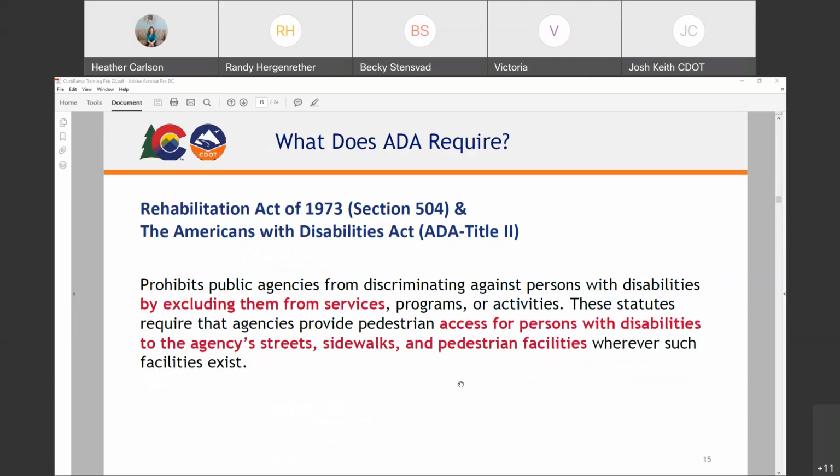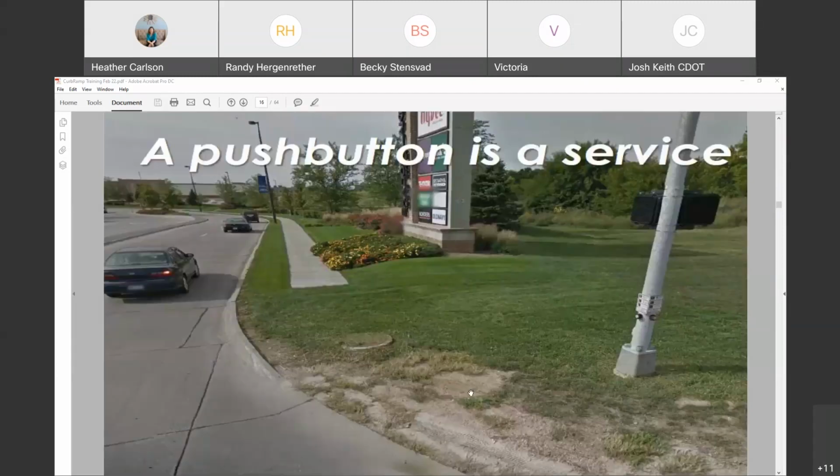So what does ADA require? Basically, the long and short of it is that you can't discriminate against persons with disabilities by excluding them from services, programs, or activities. These statutes require that agencies provide pedestrian access for persons with disabilities to the agency's streets, sidewalks, and pedestrian facilities wherever such facilities exist. What that means is you have to remember that a push button is viewed as a service. So there is an obligation to provide access to those things.